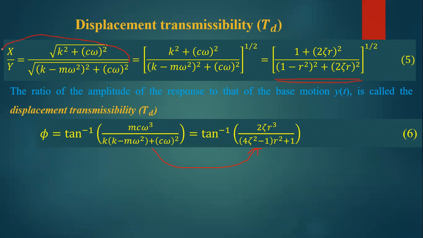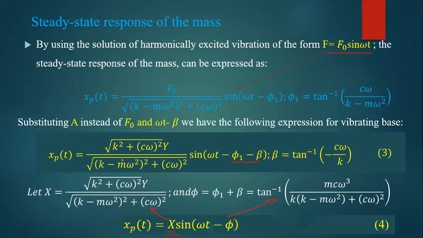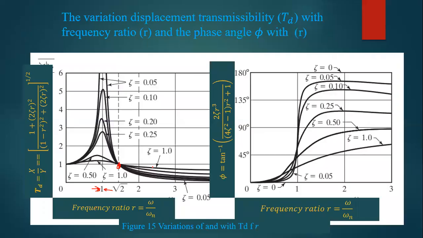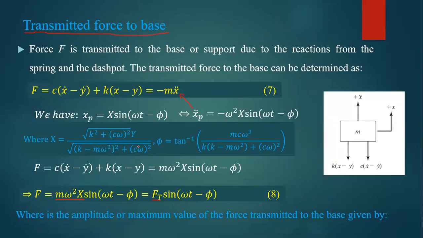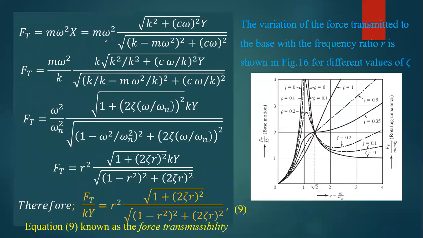We can leave the y part and do x. We can see x here. So yes, x is this term. This is x. So m omega square times this x.